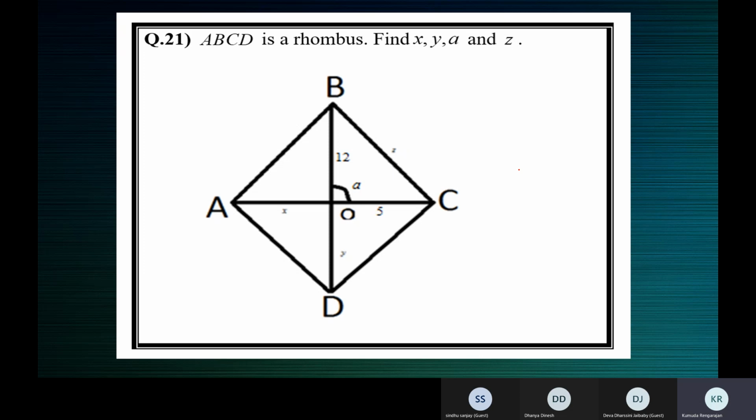What's the measure of angle A, children? 90 degrees, ma'am. Why?